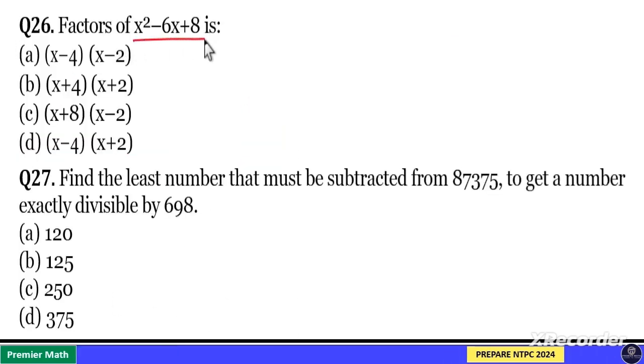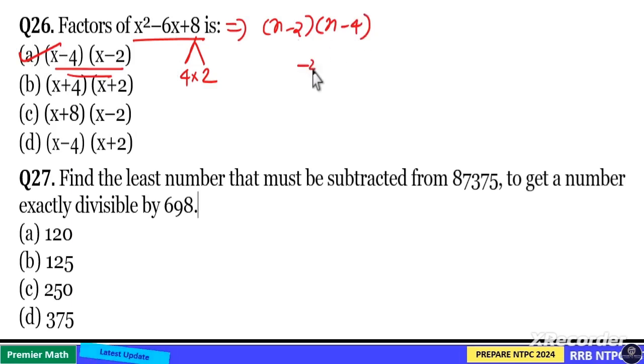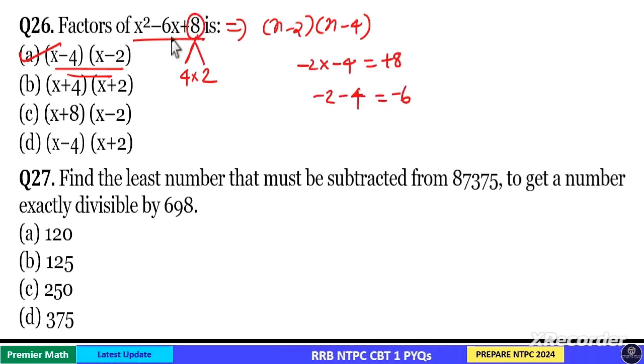Factors of x² − 6x + 8 is. Here 8 is 4 into 2 and 4 plus 2 is 6. So option A is your answer. That is, x² − 6x + 8 is (x − 2)(x − 4). Minus 2 into minus 4 is equal to plus 8, which is here, and minus 2 minus 4 is minus 6, which is also here.